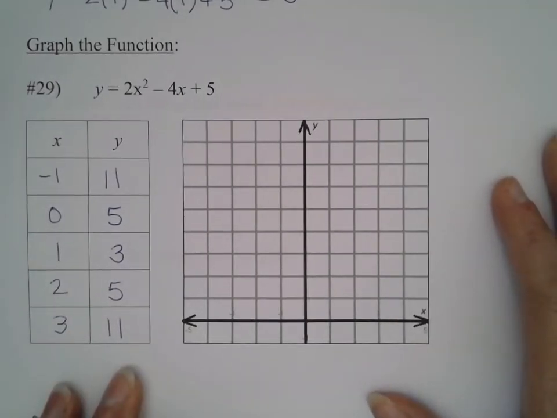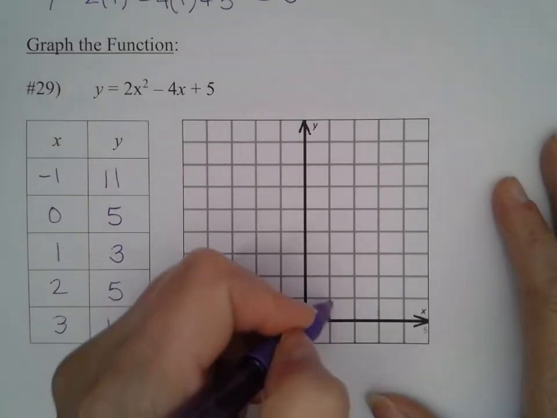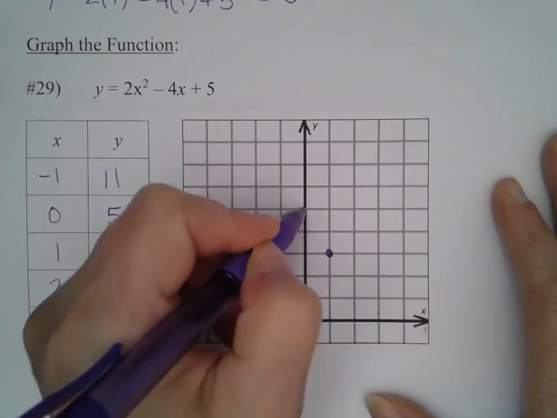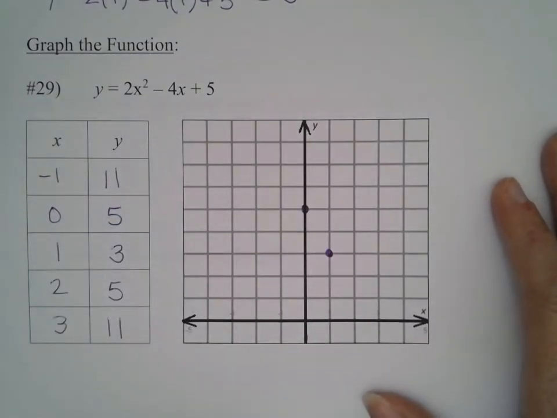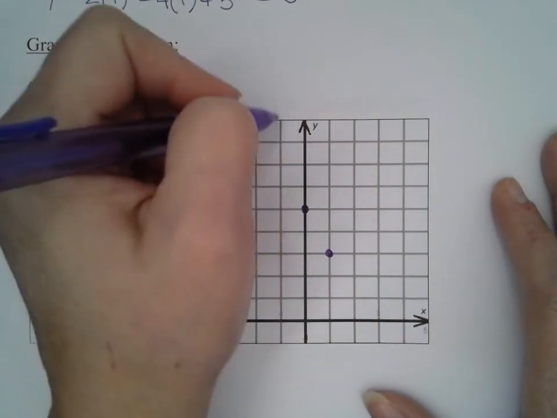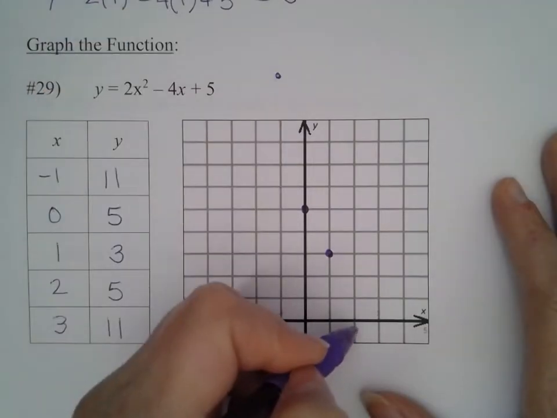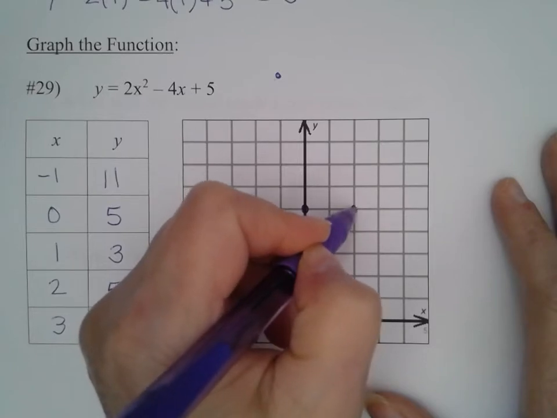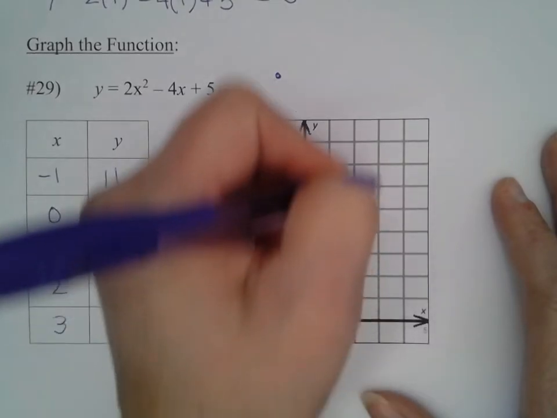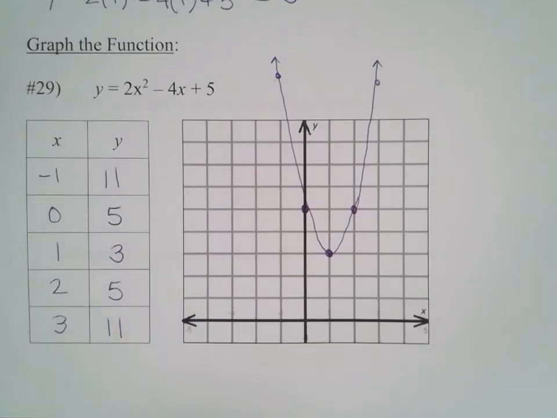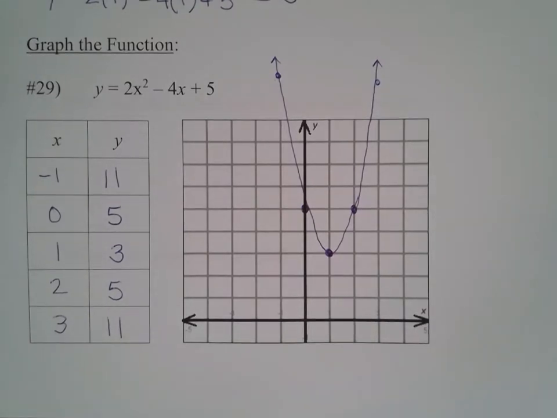Okay, so if we plot those, I have the point 1, 3, 0, 5, -1, 11. Oh, I only went up to 9. I don't know why I did that, but okay, we'll put it up here. And then 2, 5, and 3, 11. It's been stretched vertically. So it looks sort of like this.